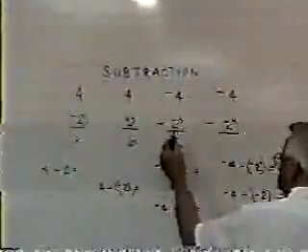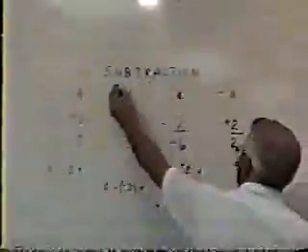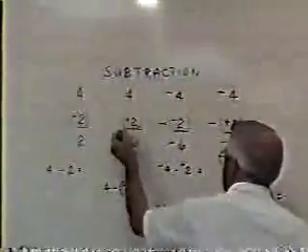Use your addition rule. Change the sign of the bottom one and add. To subtract, you change the sign of the bottom one and add.